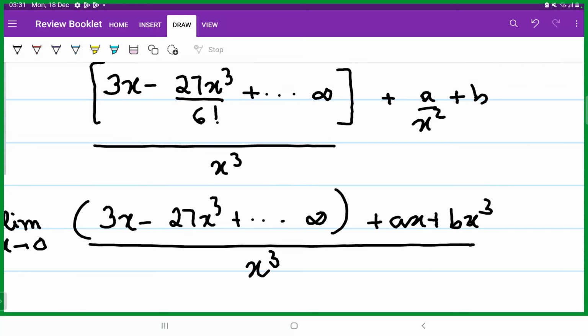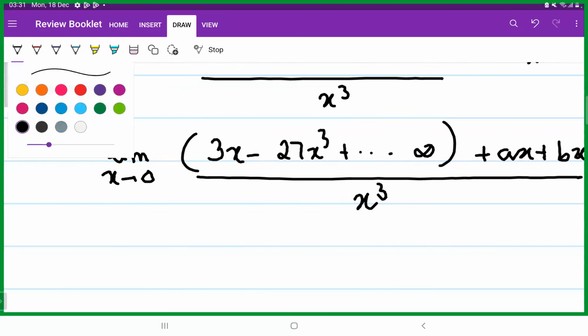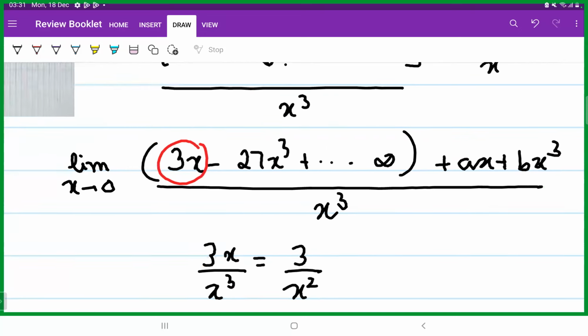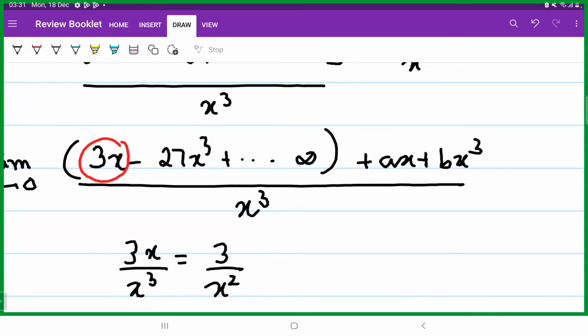Now suppose I divide the first term, that is 3x, with x cube. We will get 3x by x cube, and upon simplification this will be 3 by x square. There is no possible way in which you can resolve this limit, it will tend to infinity. It makes no sense. So something must be done to get any term which has got a power less than x cube, like x or x square, to 0.